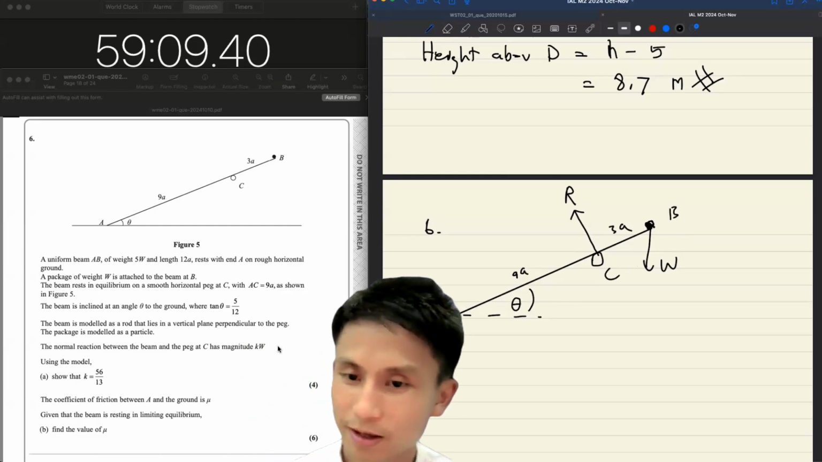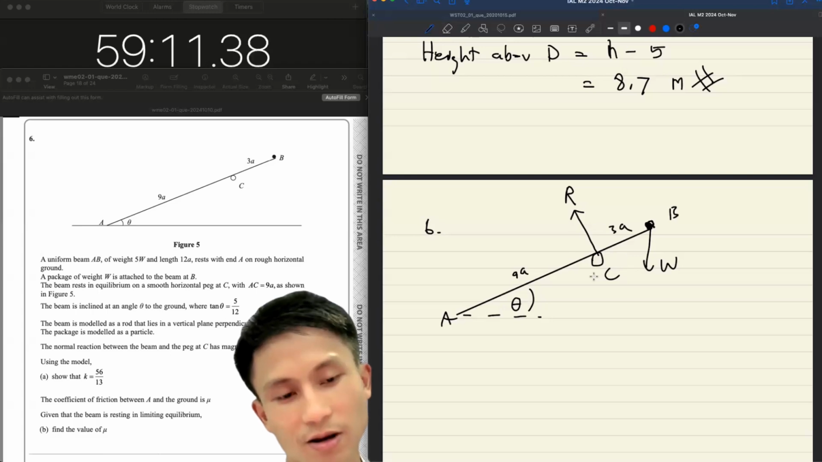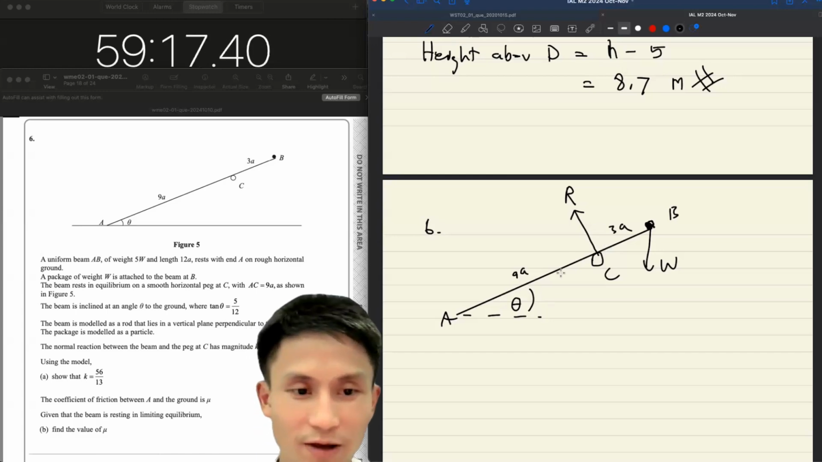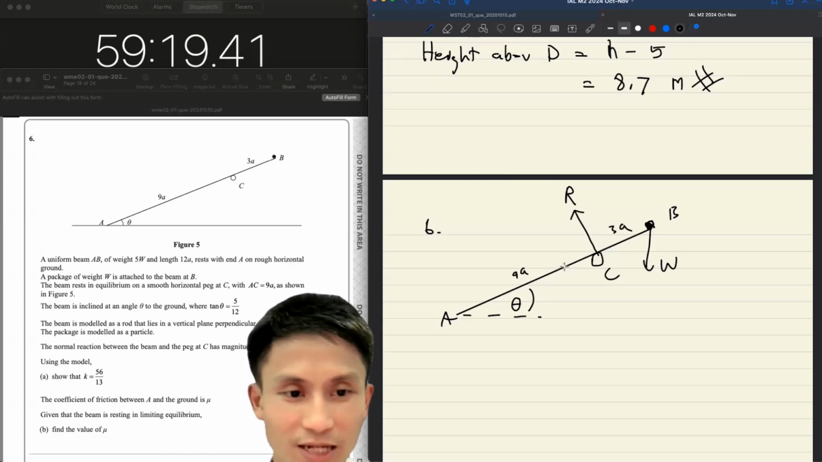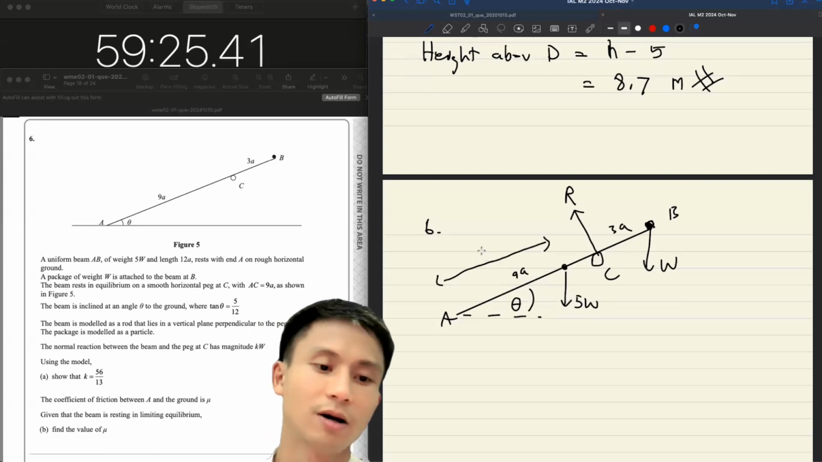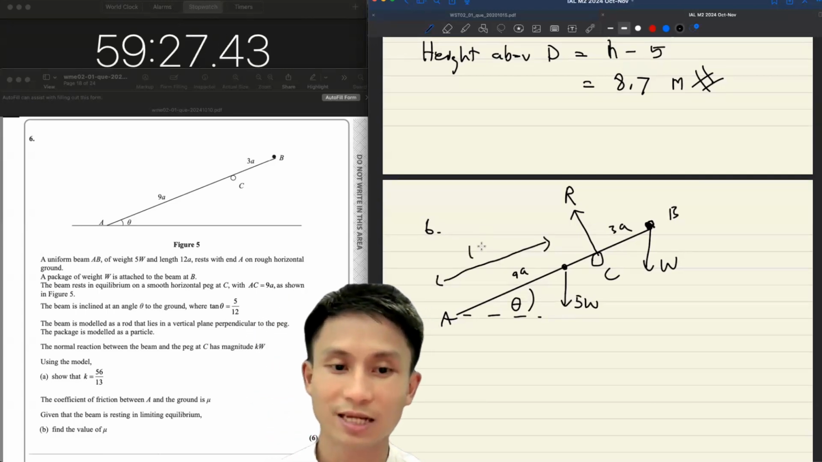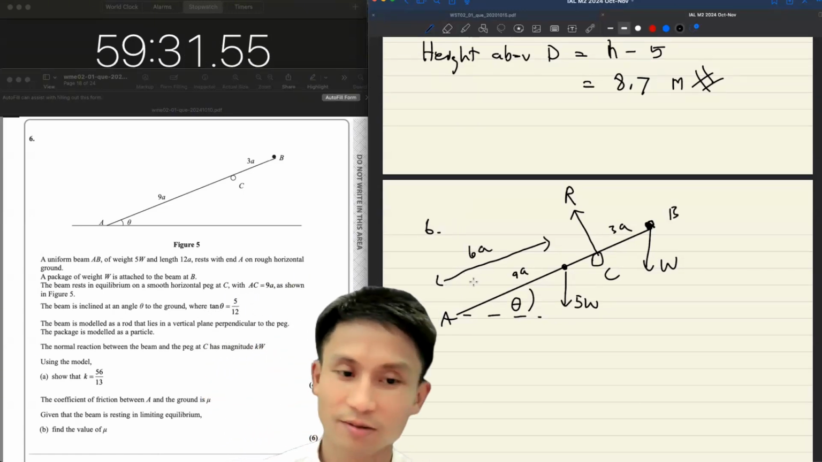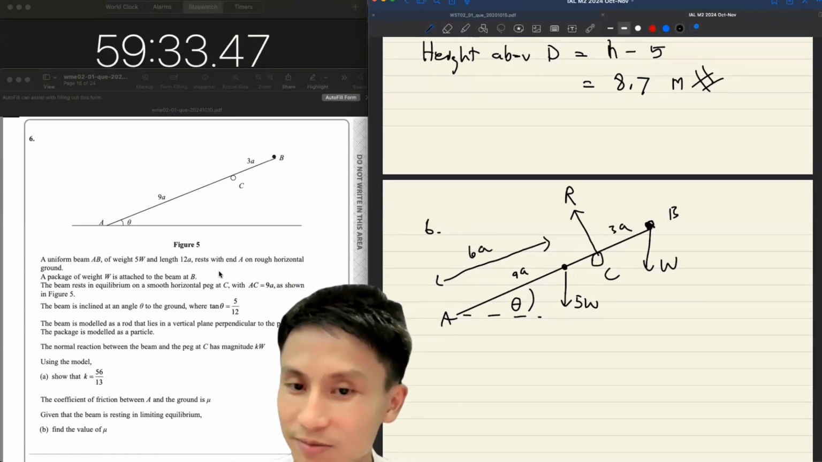All right. So, okay. Yeah, the uniform beam has a weight 5W, so 5W must act around here, where it should be 6A from A. Yeah, because it's uniform, so the center of mass is at the center.